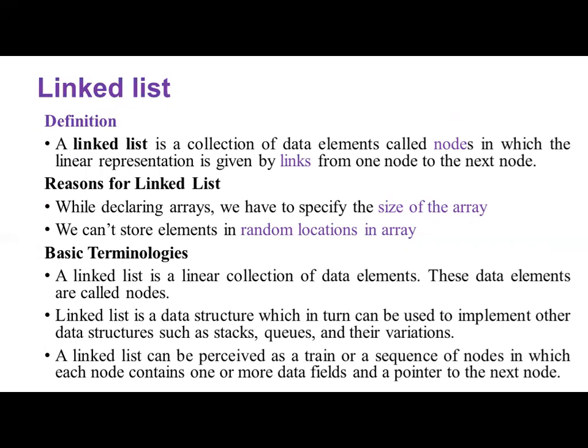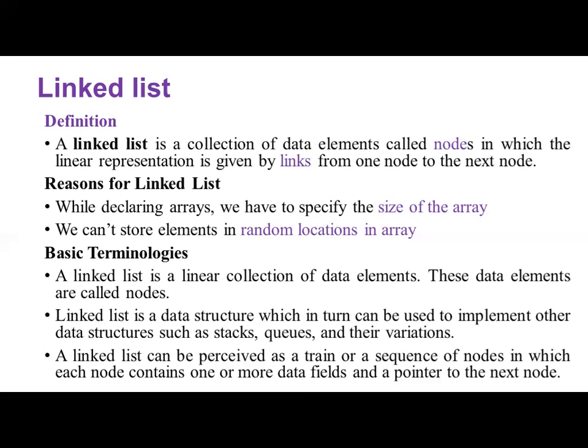What are the disadvantages we have? The main disadvantage is the size of the array. In array-based implementation, we have to specify the size of an array in advance. Similarly, all the elements must be stored in sequential locations. We cannot store the elements in a random location. In order to overcome these two disadvantages, we go for linked list implementation.